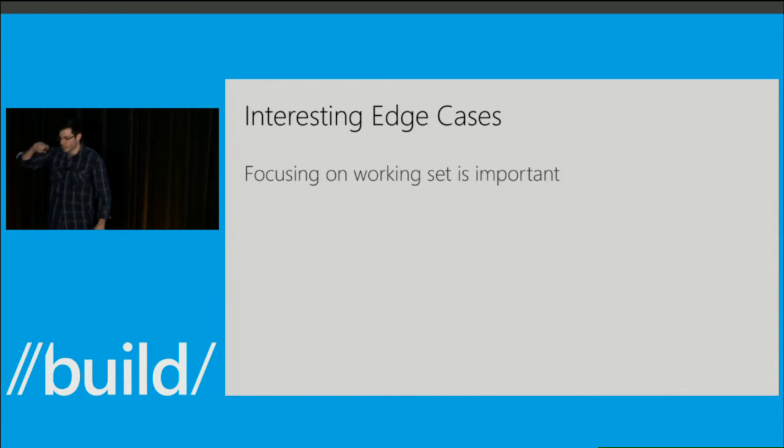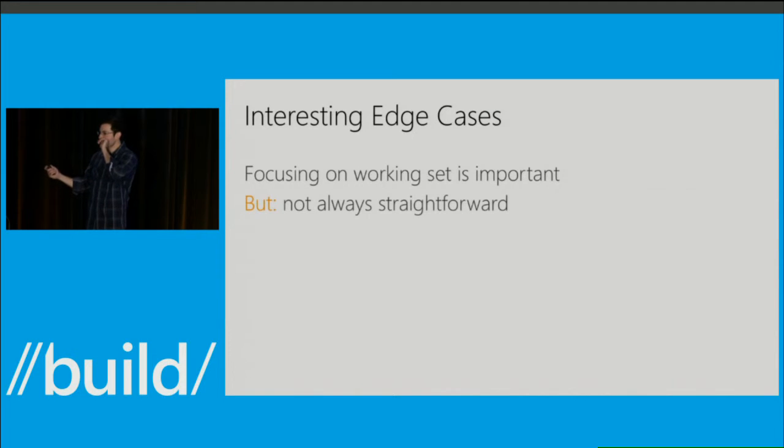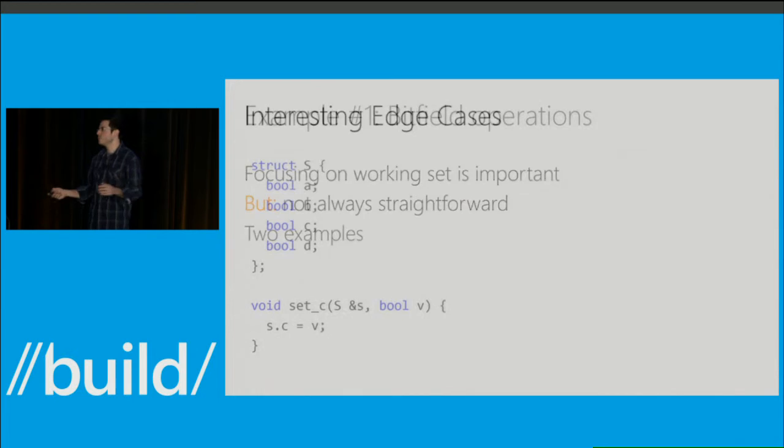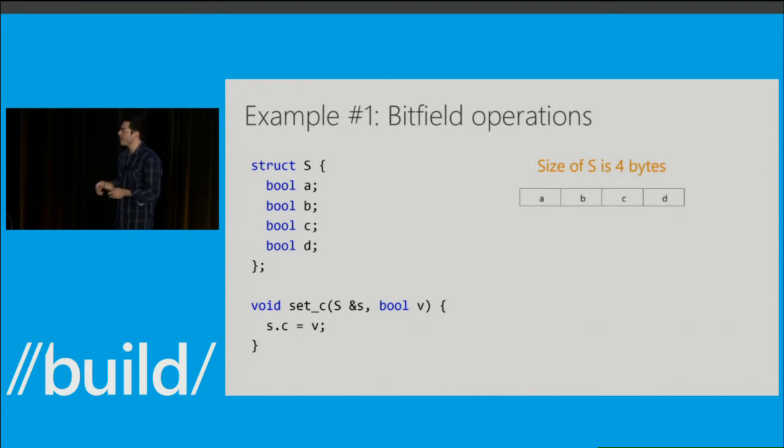So, things that we've been talking about so far, focusing on working set's important. The amount of data that you use is really important, but it's not always easy, unfortunately. So I want to give two examples of where this is a little tricky sometimes. The first is with bit field operations. I've got this struct on the left that's got 4 bool elements to it, A, B, C, D. And then I got a function that's called setC. So you pass in a bool value, and it just sets the third element of this struct to that particular value.